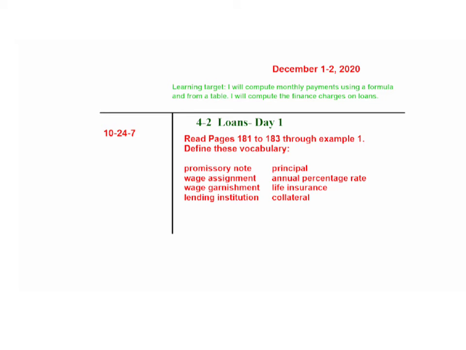Here is essentially the same slide, but it includes our reading for today, which is pages 181 to 183 through example 1. And the 8 words I would like you to define in your vocabulary: promissory note, wage assignment, wage garnishment, lending institution, principal, annual percentage rate, life insurance, and collateral. Please write down these 8 words, as you are going to define them. They will be defined for you in our reading for today. You are welcome to look up their definition in our glossary if you like. Please stop the video and then restart whenever you are ready to proceed.